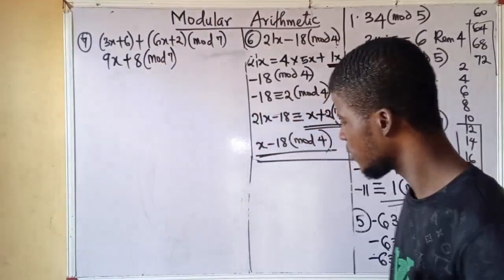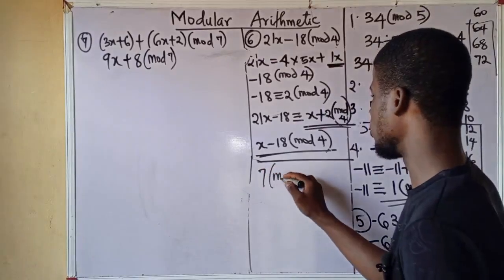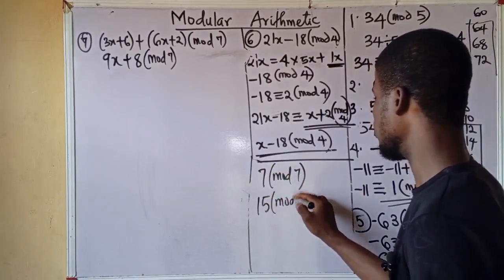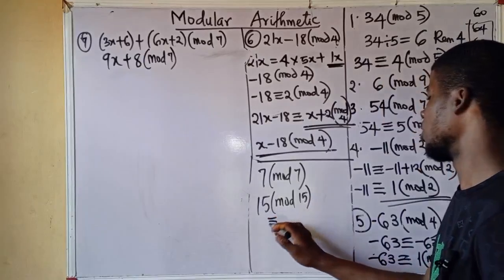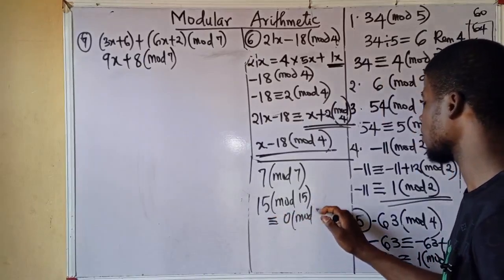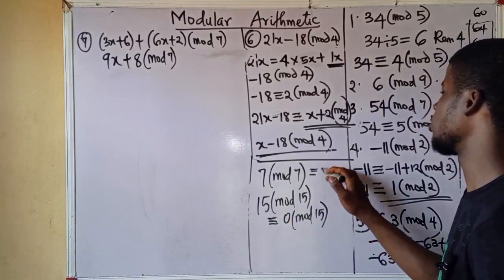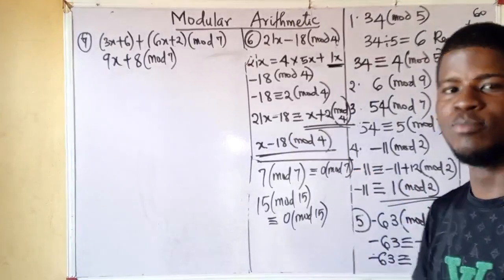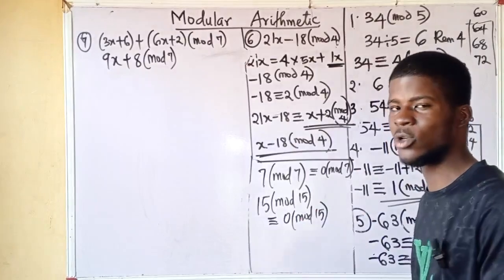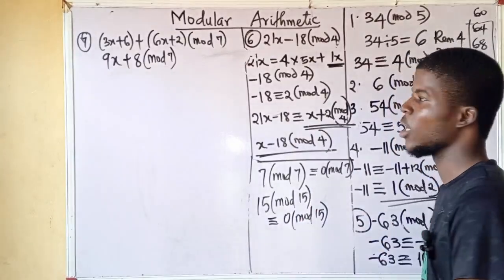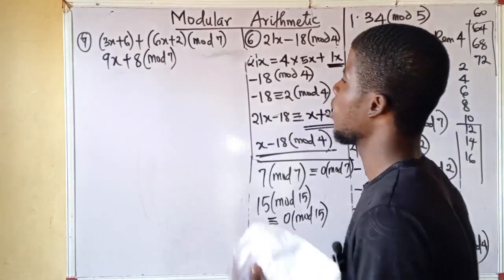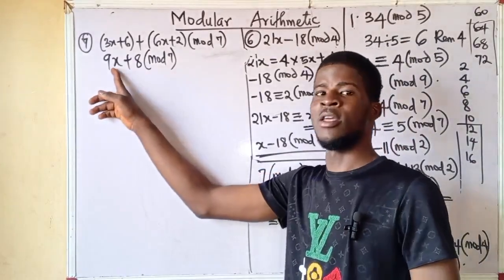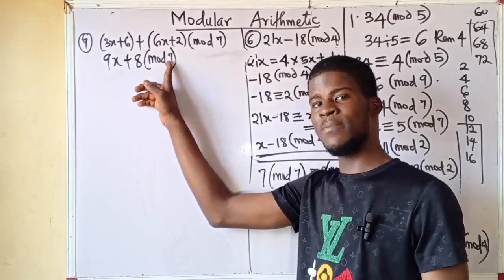Take note of this. A number in its own modulo, 15 modulo 15, is actually congruent to 0 in the same modulo 15. This is congruent to 0 modulo 7. So a number in its own modulo is congruent to 0 in the same modulo. That's for that.